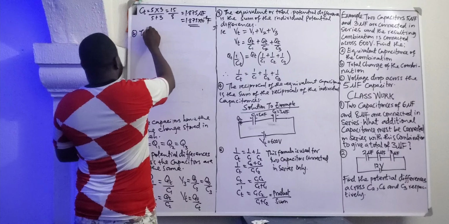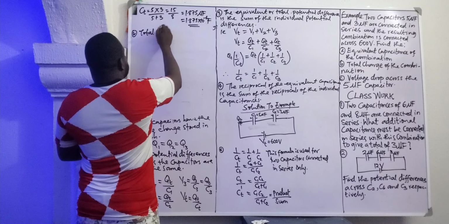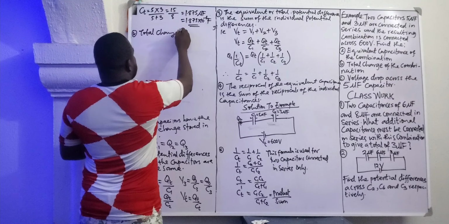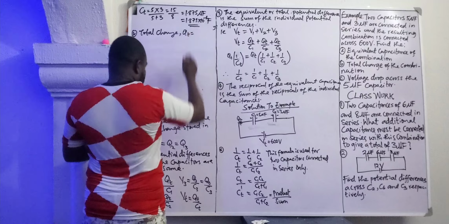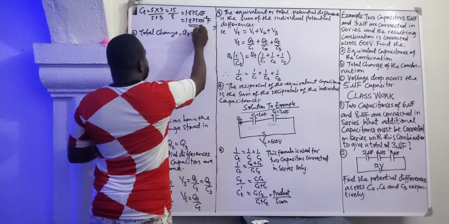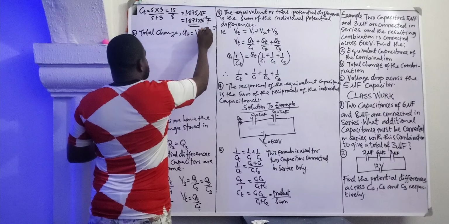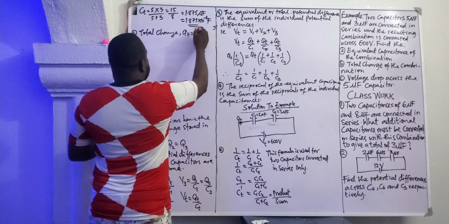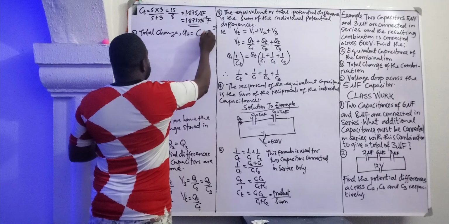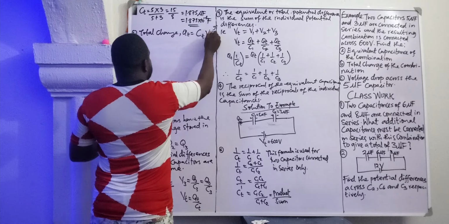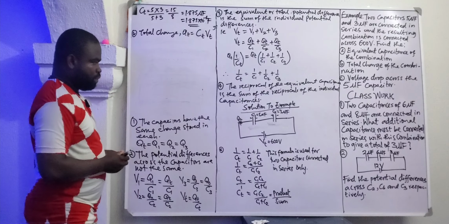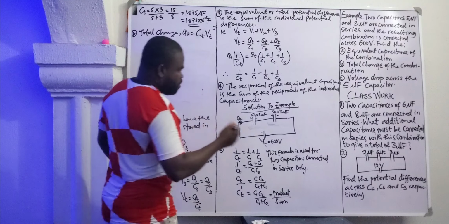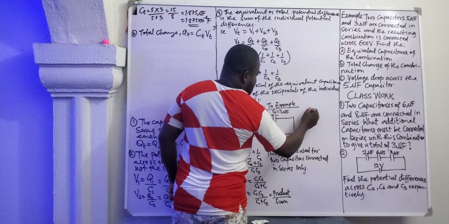So I say total charge QT is equal to, if you cross multiply, you have what? VT times what? CT. Or let me put it the popular way, CV. So CT times what? VT. Once again, I said this was obtained from the formula.